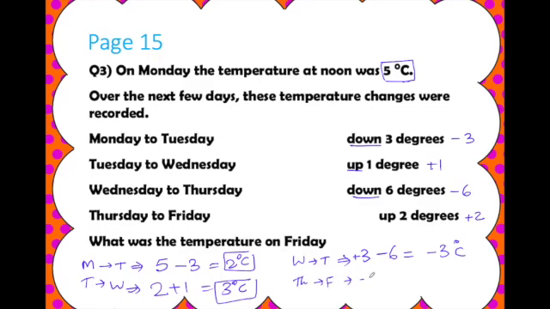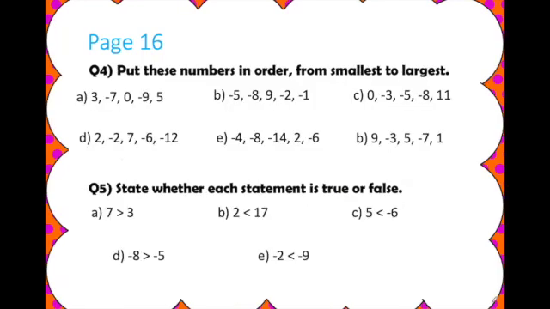On Thursday to Friday, Thursday started with -3 and it went up by 2 degrees Celsius. So we get the answer, negative and positive, different sign. If we have different sign, we subtract. Good. So -3 plus 2 will give us the answer 1 and put the sign of the larger number, which is negative. That's it. This can also be done on a number line. Once again, the last step, -3 plus 2, different sign, so we subtract. 3 minus 2 is 1, and we put the sign of the larger number. Moving on to question 4.